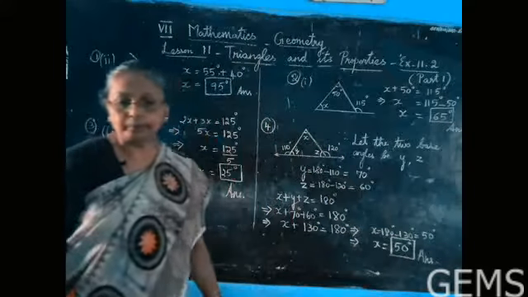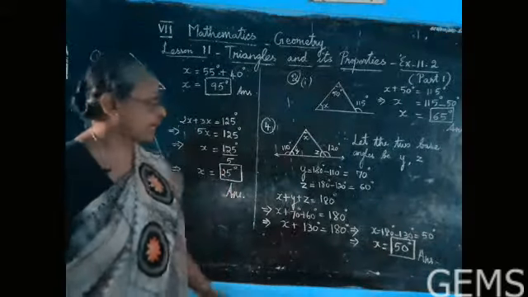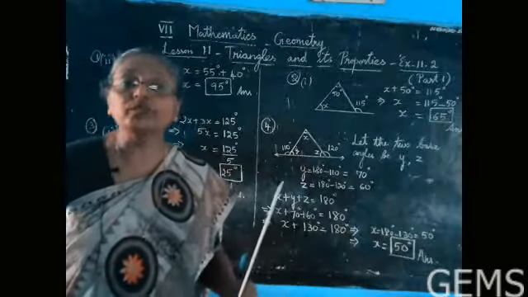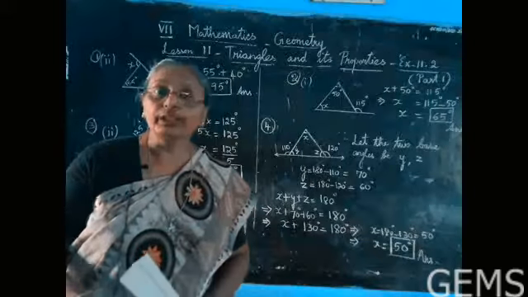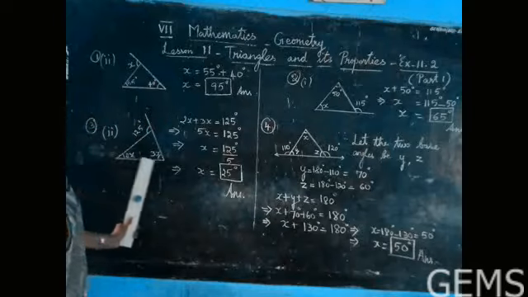You can see the third sum. Find the value of x in each of the following diagrams. Here the x is given. We have to first find out where it is, whether it is interior or exterior, and accordingly we have to apply the property. You can see the second subdivision for this sum.